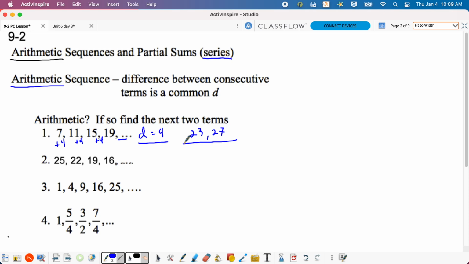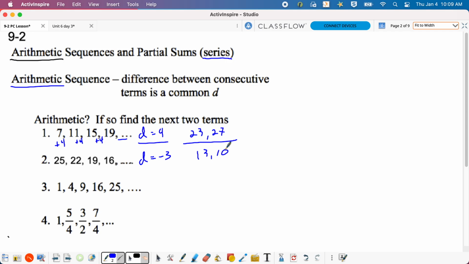Number 2, 25, 22, 19, 16. So as I look at this, it looks like I'm subtracting 3 to go from one term to the next, which is good enough because what we're going to say is that my common difference is a -3. I'm going to add a -3, and we all know that's the same as subtracting. So to get my next two terms, subtract, or add a -3, add a -3, but in our heads we're really going to subtract to get 13 and 10.